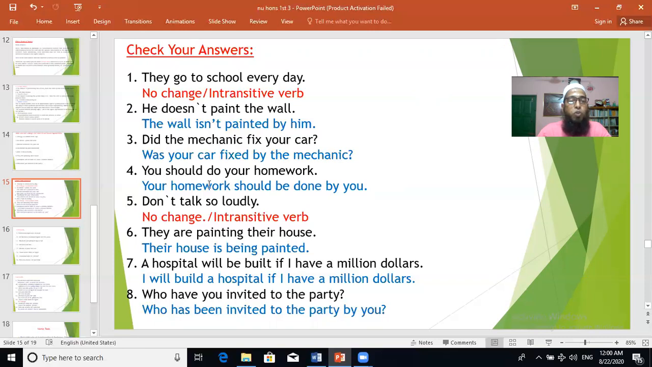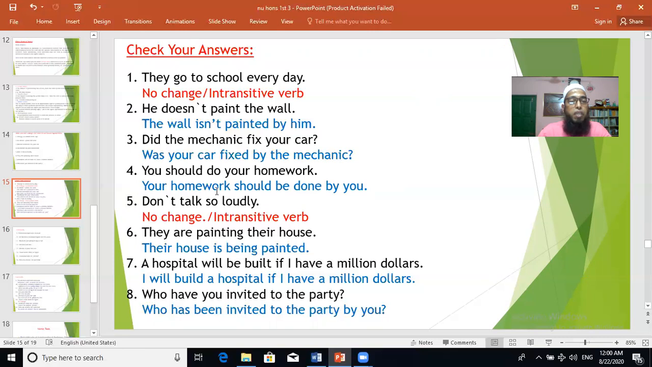You should do your homework. So should, can, could, may, might, these are the modal auxiliaries. After these modal auxiliaries, we have to use be. Your homework should be done by you. So in passive voice, always the main verb is in past participle form. With modals, take be: can, could, shall, should, may, might in the passive voice.